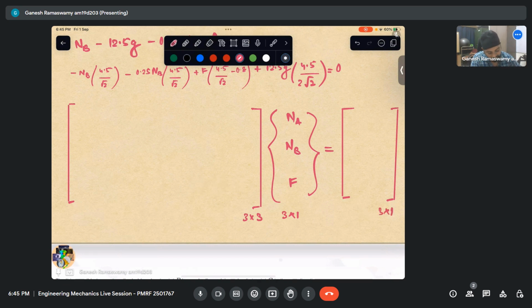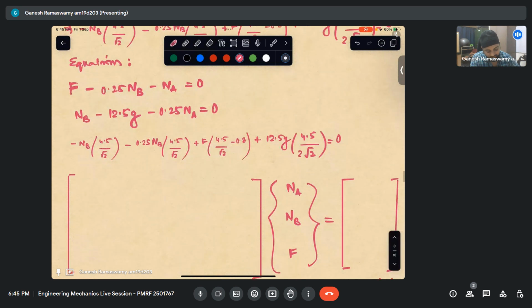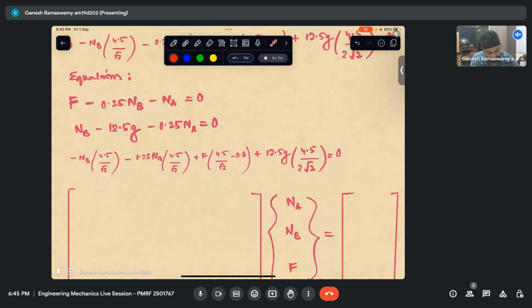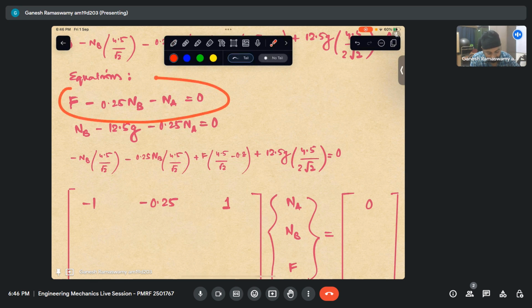So what is the coefficient from the first equation? What is the coefficient of Na? It is minus 1. So I will put minus 1. The coefficient of Nb from the first equation we can see is minus 0.25. So let me put minus 0.25 here. The coefficient of F is 1. And what is the right side? It is 0.